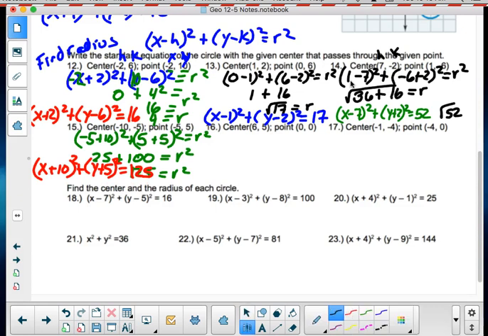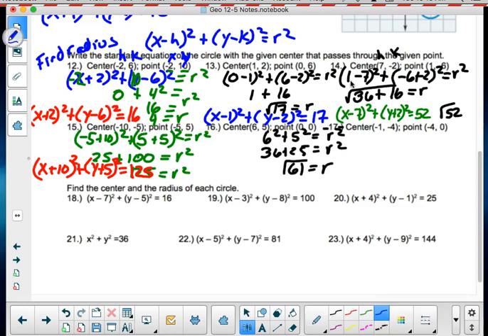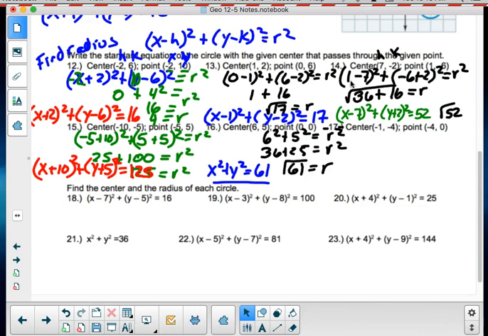Do the same thing here. I've got 0, 0, so this is going to be interesting. My center squared, so I've got 6 squared plus 5 squared, and because it's 0, 0, I'm not going to have anything there. So I've got 36 plus 25, that's r squared, which is 61. The square root of 61 is r, but remember, r squared is 61. So now I've got x squared plus y squared is equal to 61 for my equation there.